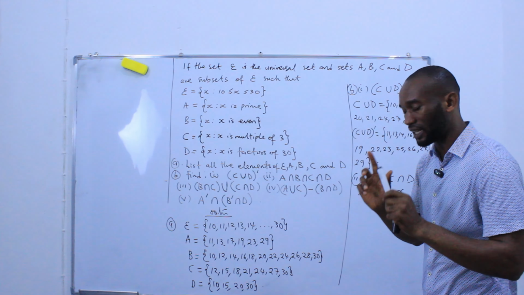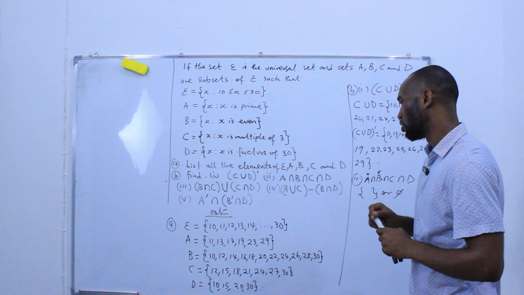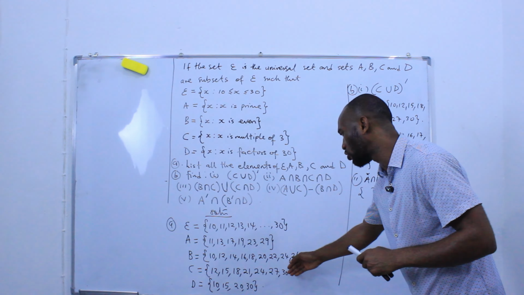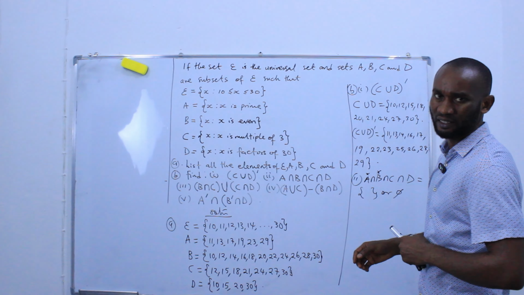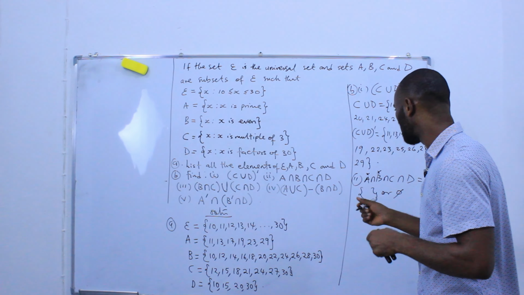Empty set. There is no intersection because this set and this set have nothing in common. So in the same way, since they have nothing in common, it will affect the other sets. There is nothing in common between the 4 sets.